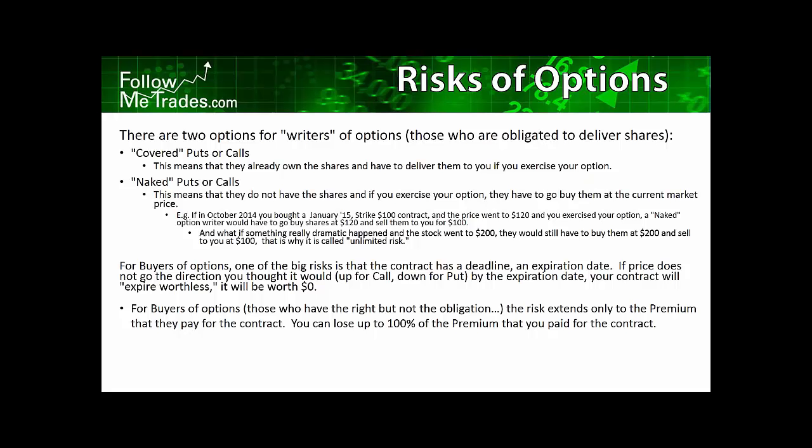Okay, so for buyers of options, the biggest risk is that the contract has a deadline, an expiration date. If it doesn't go the direction you thought it would, your contract will be worthless. It will expire at zero unless you get out first, right? The risk to the buyer of options only extends to the premium that you pay. You can lose 100% of the premium that you paid, but nothing beyond that.